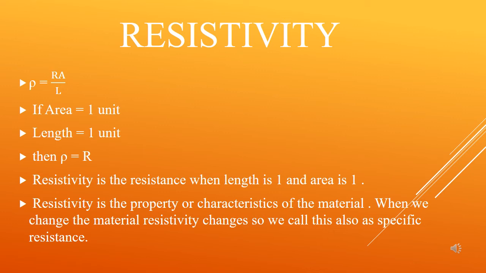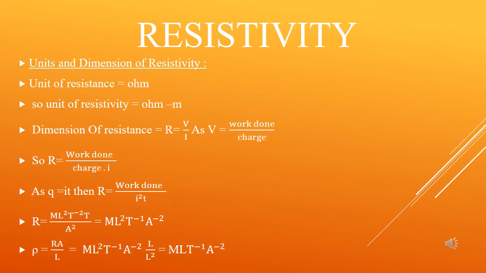If length is 1, area is 1, then the resistance will be known as specific resistance. This is the property of different materials. For different materials, this value will be different. So we call it resistivity of the material or resistance of the material. Now, coming to the units of resistance and resistivity. Unit of resistance is ohm and unit of resistivity is ohm meter.